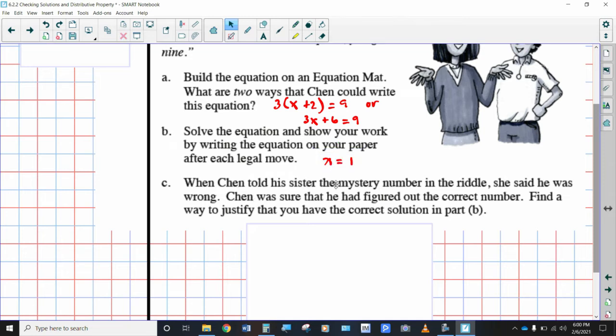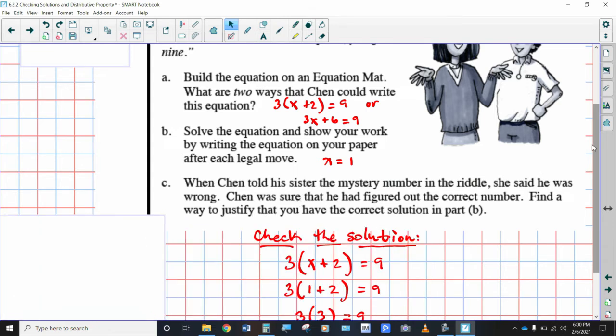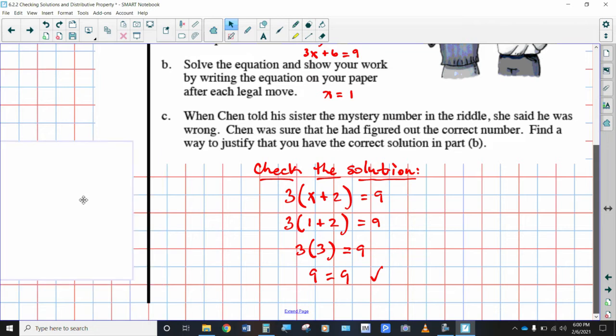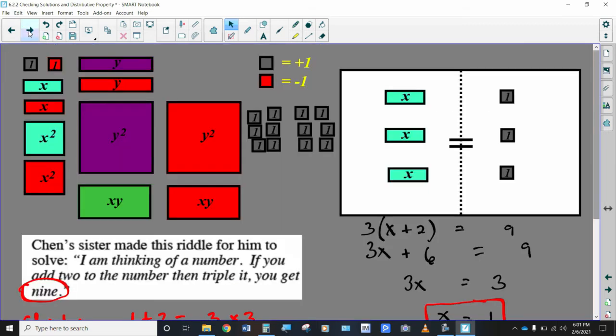So when Chen told his sister the mystery number in the riddle, she said he was wrong. Chen was sure that he had figured out the correct number. Find a way to justify that you have the correct solution. All right, so let's just use the original equation. If we think that the solution is 1, then we are going to substitute it in here. Now we use the order of operations. 1 plus 2 is 3, and 3 times 3 is 9. That is absolutely correct. Chen's sister, she knew the number was 1. She was just lying to Chen. I'm certain of it. It's not very nice.